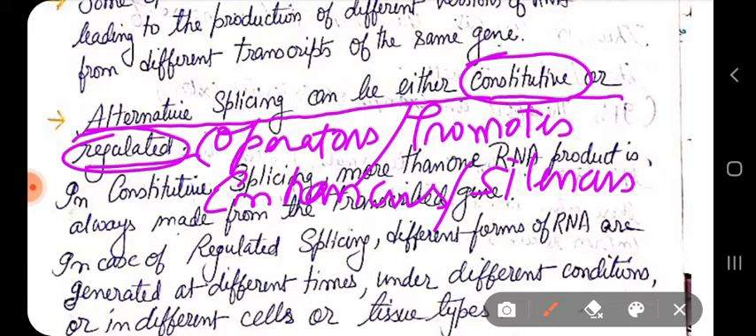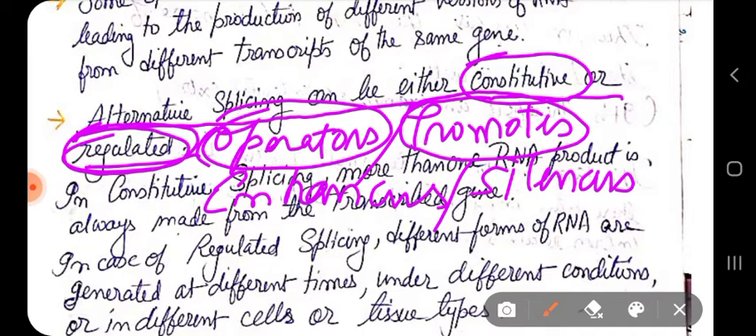Regulated with the help of operators, which act as an on-off switch, as we have seen in the operon. By the promoters, we all know that the promoter provides the platform for the RNA polymerase and the other transcription factors to bind and continue the transcription process. Or alternative splicing can be regulated by enhancers and silencers. Enhancers, as we have studied before, induce the transcription or processing of that specific gene.